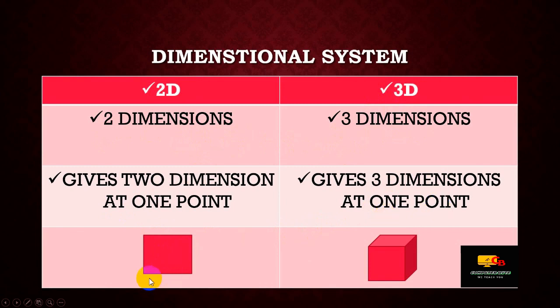In 2D we call it length and width. In 3D there are 3 dimensions which includes height as well. 2D plans or drawings are called plane geometrical drawings, where 3D plans are called solid geometrical figures.